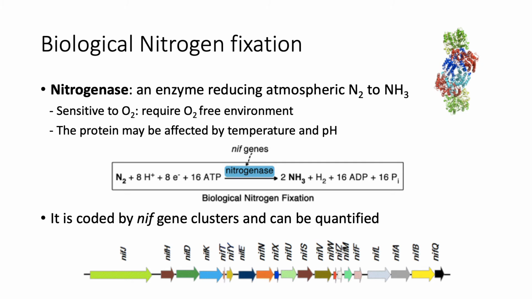So nitrogenase is the enzyme reducing atmospheric nitrogen to ammonia, and is responsible for catalyzing this process. It is sensitive to oxygen and requires an anoxic environment, and this protein is affected by temperature and pH. This equation shows nitrogen with 8 hydrogen ions being converted to ammonia with the help of nitrogenase. This enzyme is also coded by genes called NIF genes, and these genes can be quantified in the bacterial cells.